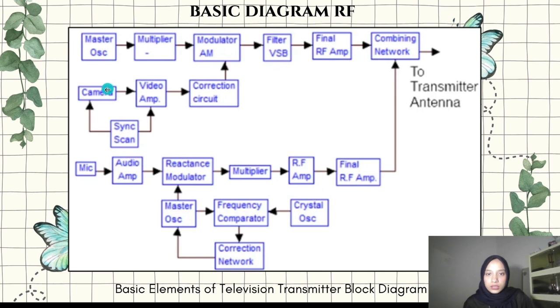The transmission section of the broadcast unit has two main parts. The first part handles video transmission using amplitude modulation, and the second part handles audio transmission using frequency modulation. These two signals are processed separately and then combined before being transmitted.